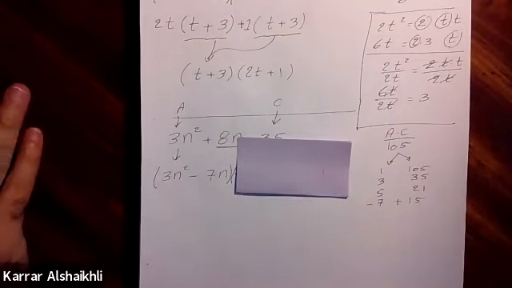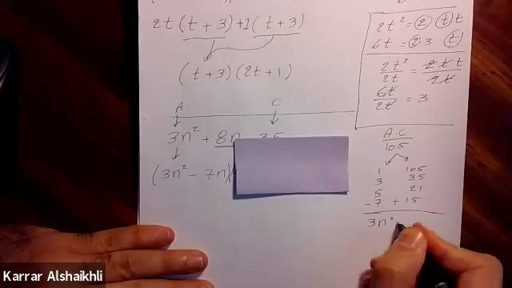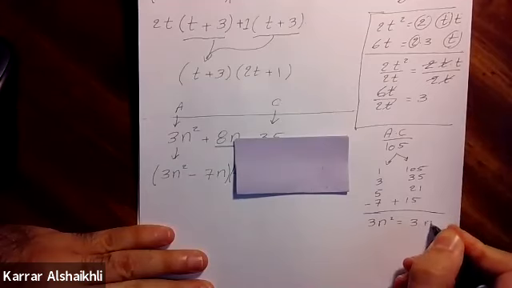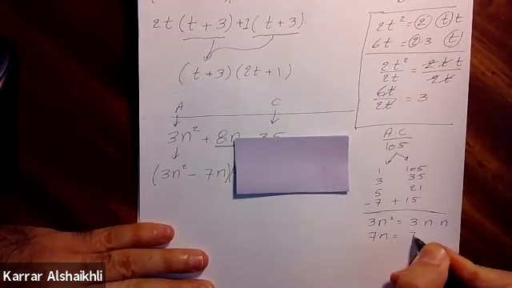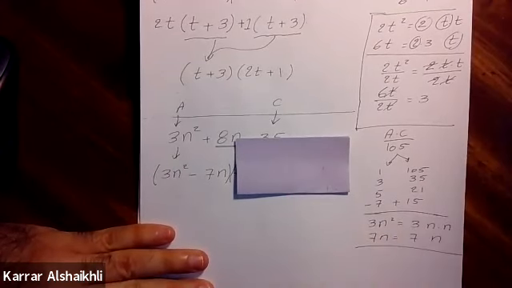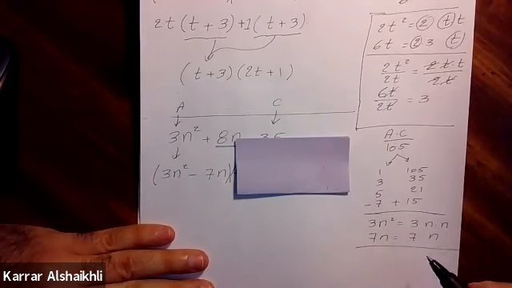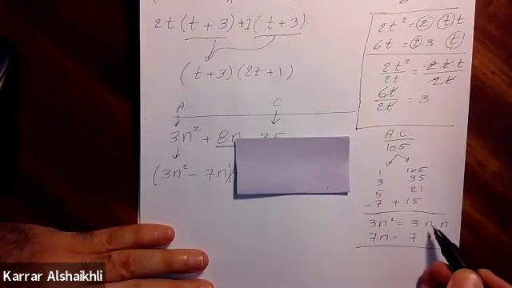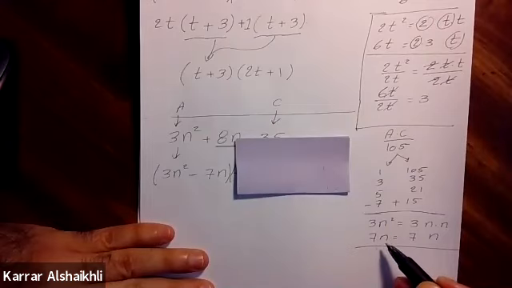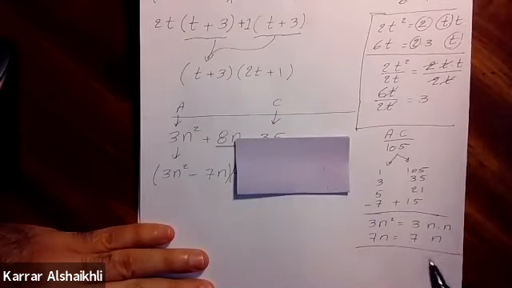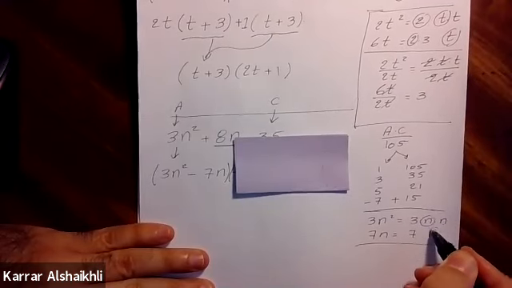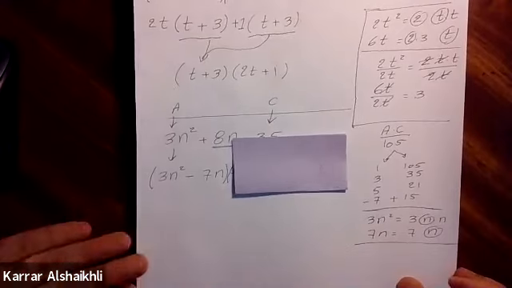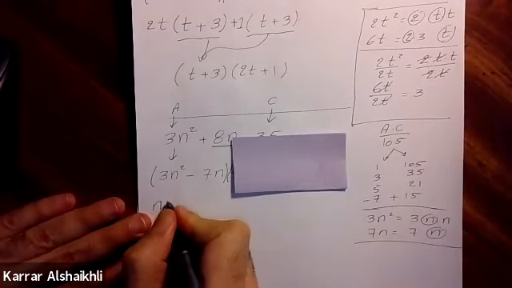So here is 3n squared, which is 3n times n, and 7n, which is 7 and n. You see, I'm always doing that, so I'm not going to make any mistakes. To find the common: 3n squared means n times n, and 7n means 7 times n. So there is no common between 3 and 7, but there is a common between the variables, which is the n. So I'm going to take n out.